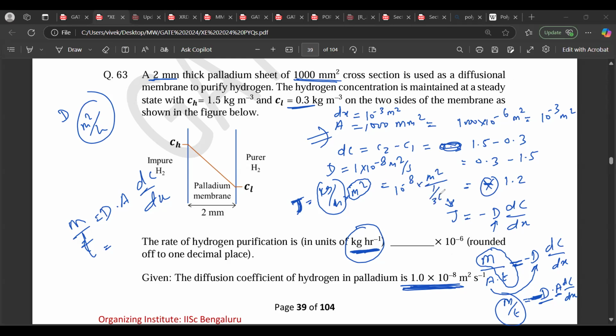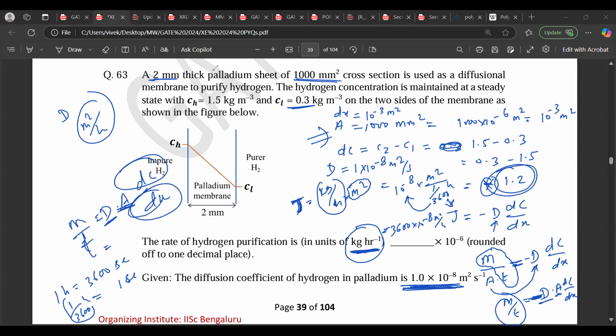1 by 3600 hour. How did I know? You can know, 1 hour is 3600 seconds. So 1 second is 1 by 3600 hour. So I have to divide the value by 3600 to get the hour. That means this is going to multiply. So it's 3600 multiplied by 10 power minus 8, meter square per hour. I can put here D in meter square per hour, A in meter square, DC is 1.2, right? And dx is 2 mm. I have to put in mm, right? And I'll get my answer.